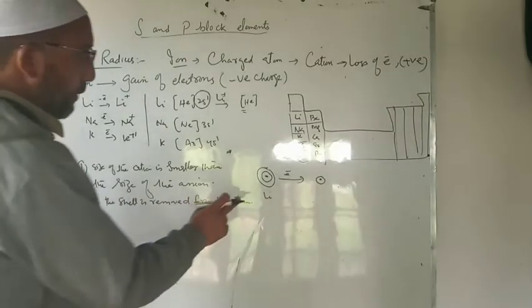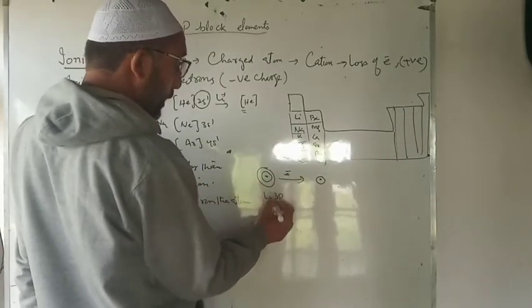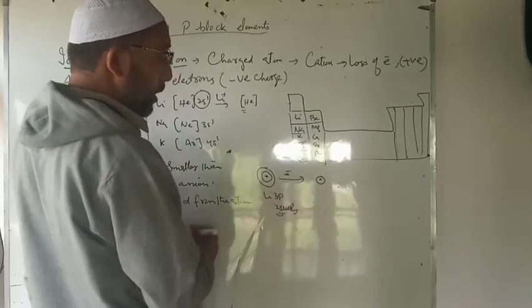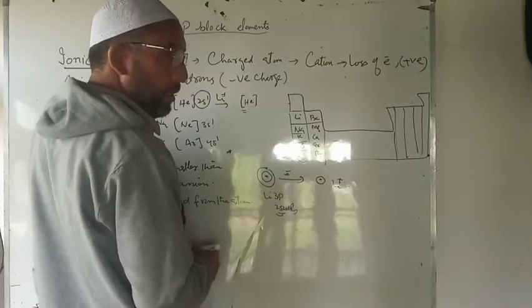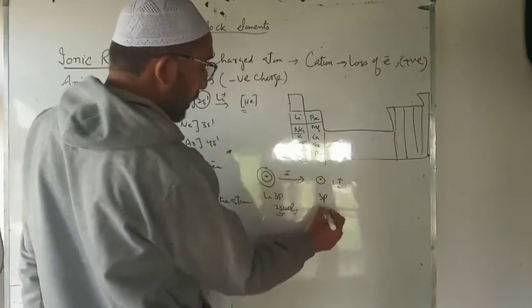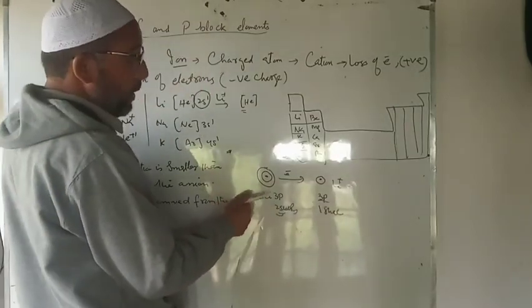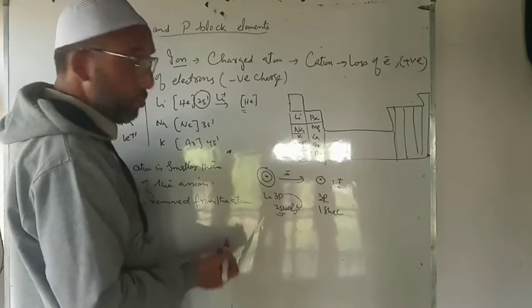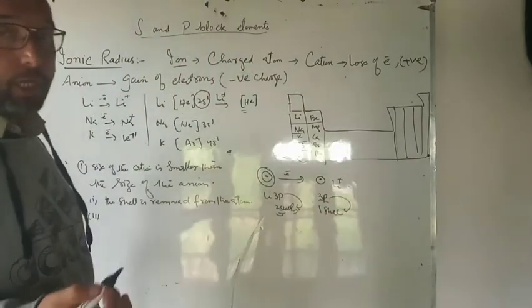You see, in case of lithium, there are 3 protons, and these 3 protons are attracting 2 shells, K shell and L shell. But when this lithium atom changes into lithium positive ion, what happens? 3 protons are there, but the number of shells is only 1. Now what happens? In case of neutral atom, 3 protons, 3 positive charges were attracting 2 shells. Now in the ion, 3 positive charges are attracting only 1 shell.